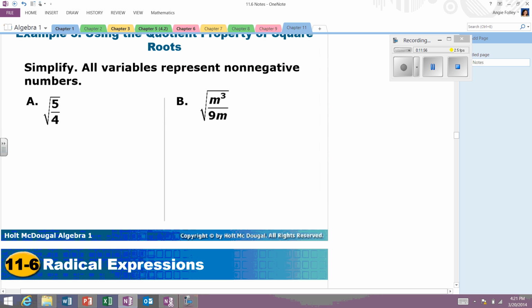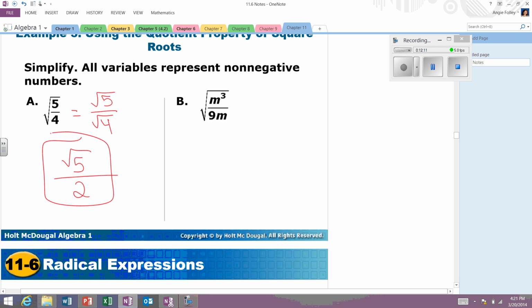So let's look at this. Okay, so 5 over 4 does not simplify. So I'm going to split it up into the square root of 5 over the square root of 4. I can't simplify the square root of 5 anymore, so I'm going to leave it. The square root of 4, however, I can make 2. That is done because one of our rules at the beginning said that you can't have any radicals in a denominator, and we were able to get rid of a radical in the denominator, so we're good with that one.